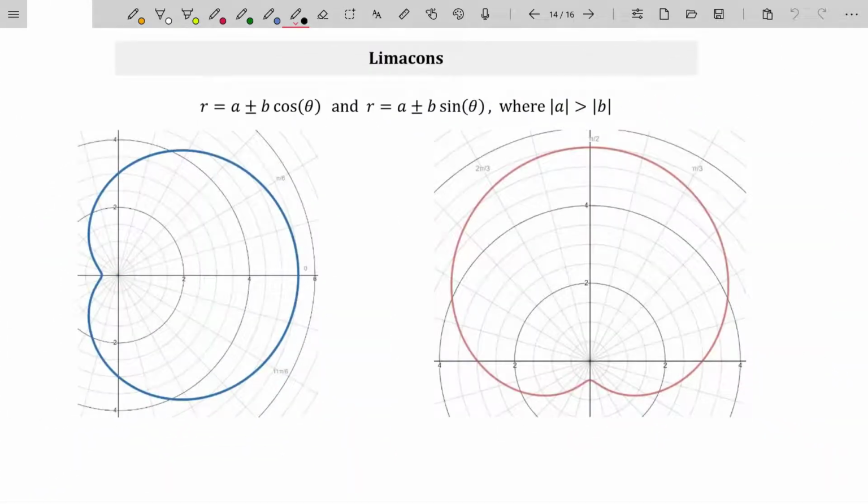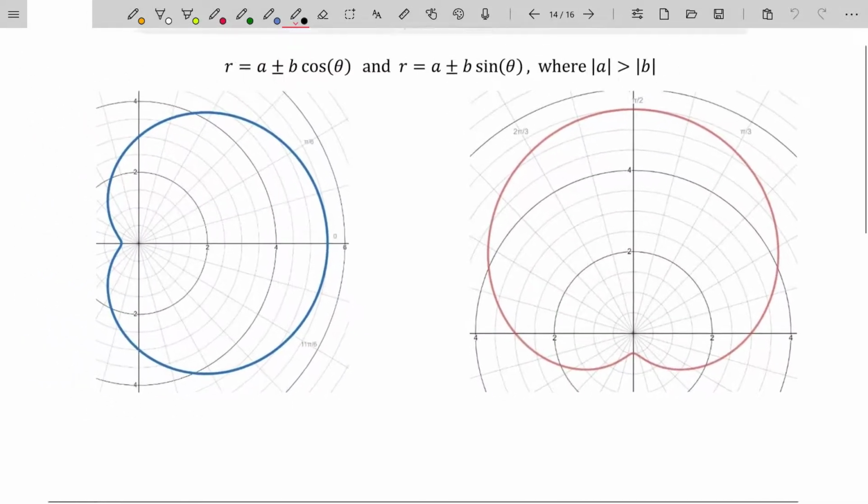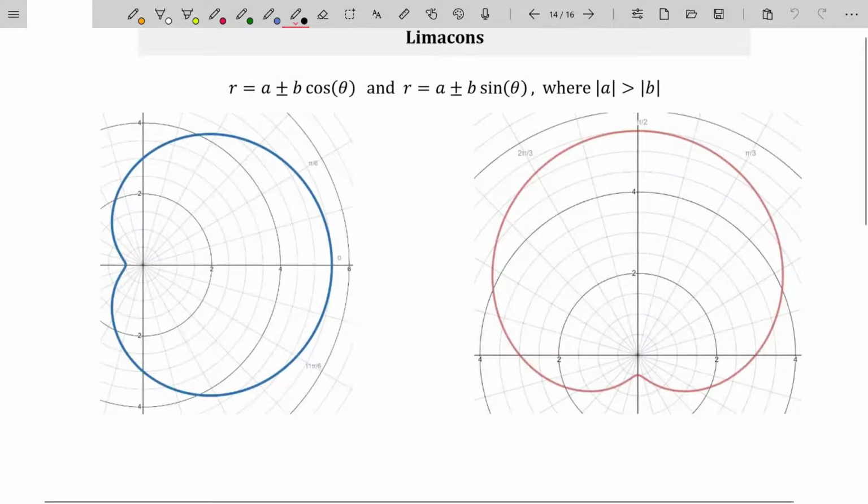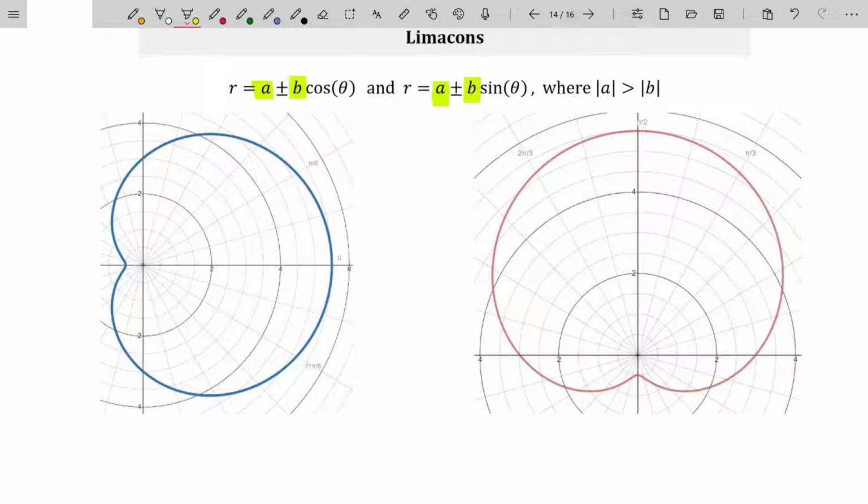Another common style of polar graph is the limacon. There's actually two of them, the two limacons. One we call just a regular limacon. That's what this guy is right here. We saw these in our graphing videos for the a plus or minus b cosine or sine. These occur if the constant is greater in magnitude than the coefficient of the trig function.